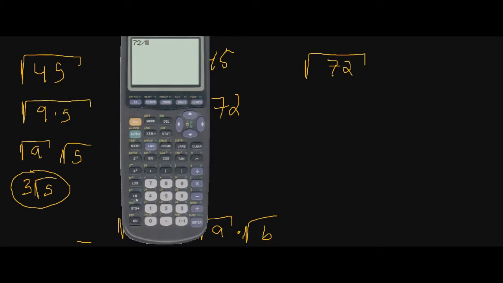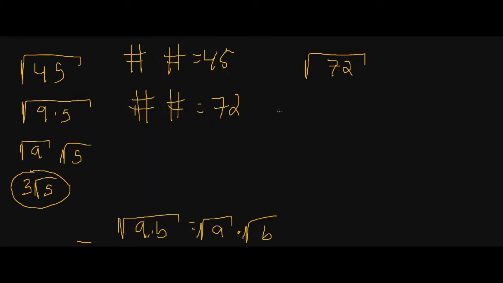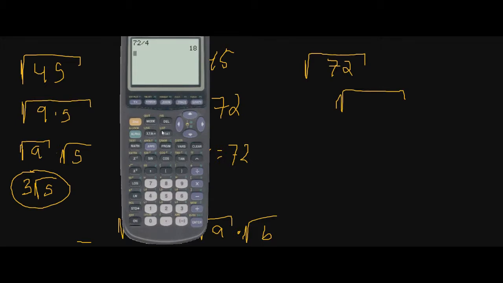72 divided by 4, and that gives me 18. This is good, because I know the square root of 4 is 2, so I'll write that down. We know 4 times 18 gives me 72. Now, the reason I'm not going to put it under the radical yet is because I want to keep going. I want to see if there's a bigger perfect square. The bigger the perfect square, the better, because I'm thinking that 18 can probably be reduced even further. So I'm just going to keep going.